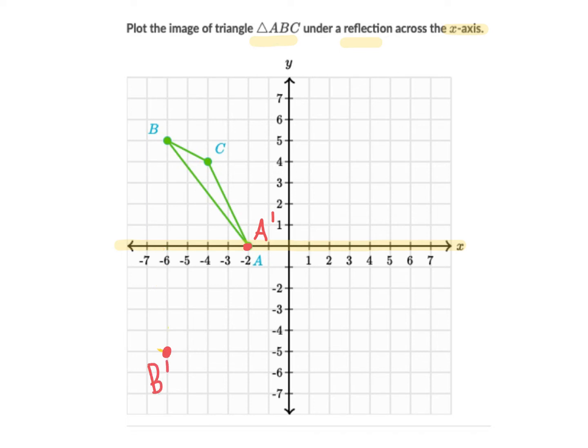Moving on to C. C is 4 places away from the x-axis. So we reverse that and move 4 places flipped over the x-axis. So C prime would be right here at -4, -4. And then neatly connect to make your triangle. And it should look like a flipped image, which it does there.